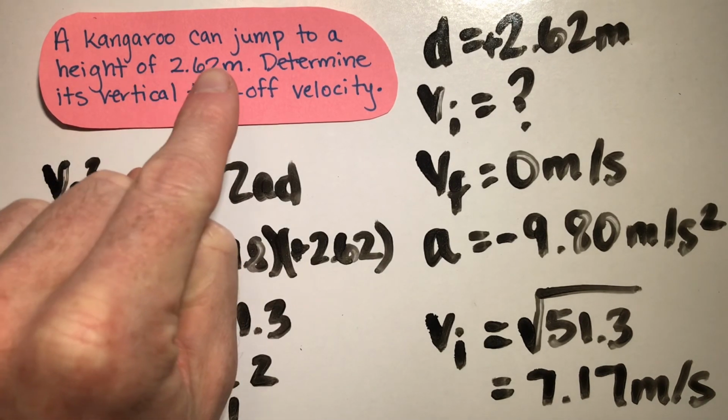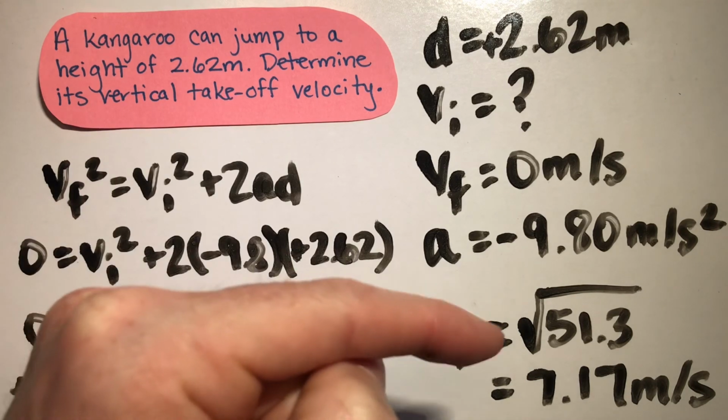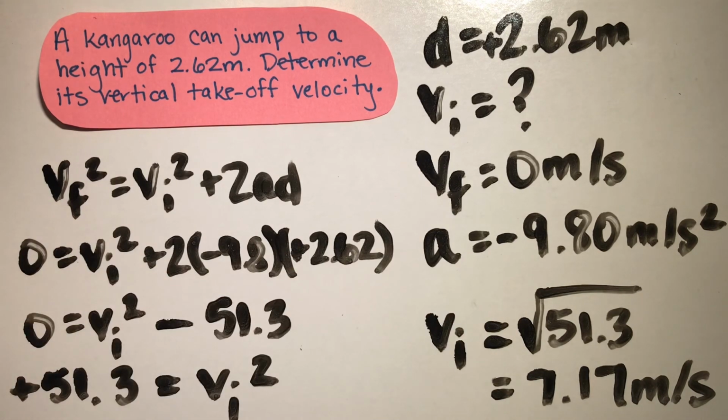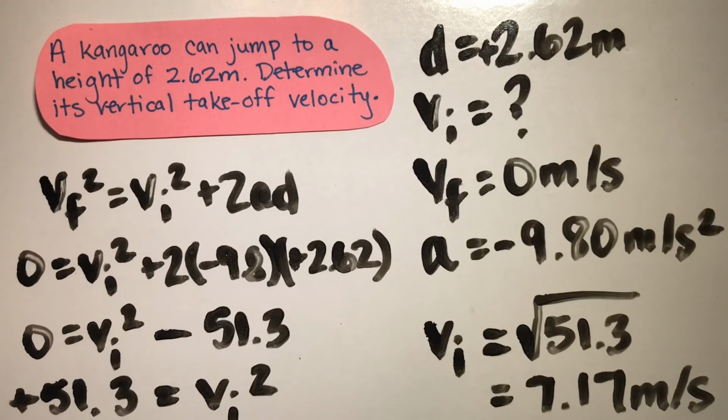Now, of course, this isn't quite our final answer, as we have to respect significant figures. So in the question, I see 3 digits as the only bit of data I've been given, so my answer has to have 3 digits as well. So 7.17 meters per second is a perfectly acceptable answer.